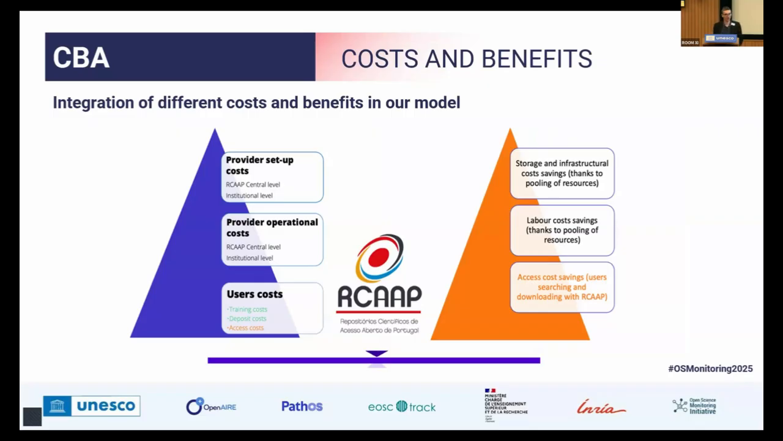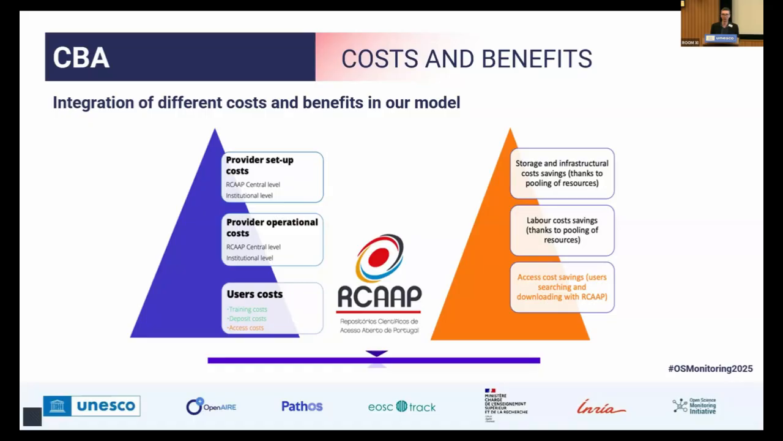So this slide summarizes the type of costs and benefits we've included in the model in the end. It was already shown by Jessica, but I will give you more details. In terms of costs, we've covered the provider costs, including at the level of RCAP, so centrally, but also in the different institutions.